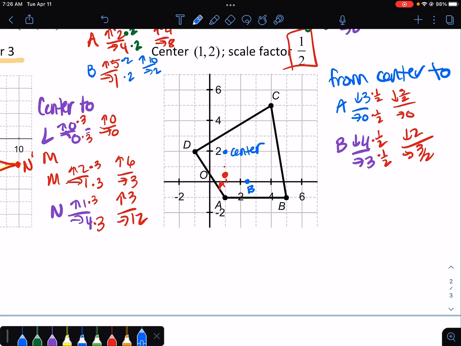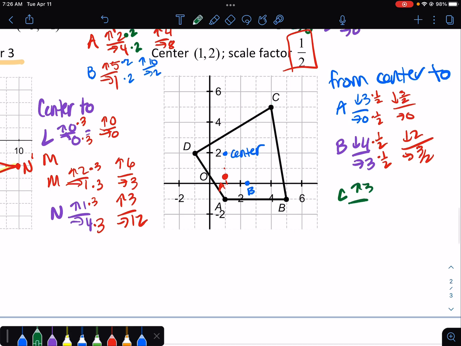And then we have C. To get to C, we're going up 1, 2, 3 over 1, 2, 3. So we're going to multiply that by 1/2. That gives us up 3 halves, right 3 halves. So 1 1/2. So up 1 1/2 over 1 1/2. So it puts us in the center of that grid square. So there's C prime. And then we've got D.